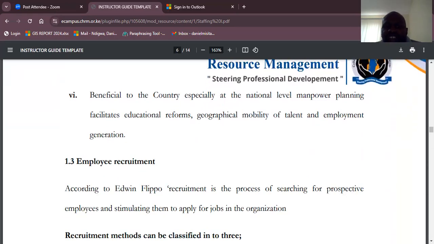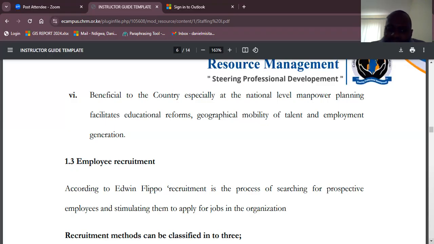Beneficial to countries, especially at national level, manpower planning facilitates educational reforms, geographical mobility, talent and employment generation. So it is very important, even in the government or nation-wide, to embrace manpower planning, because it leads to a lot of reforms when it comes to employee reforms, when it comes to mobility in terms of geographical mobility. You also will be able to get new talents and also lead to employment generation.